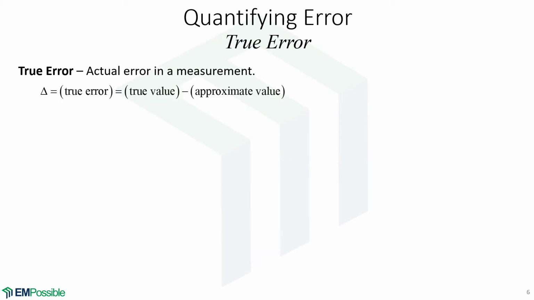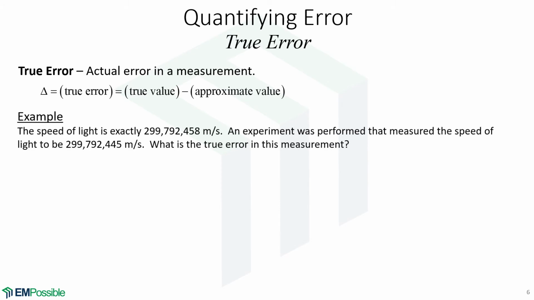True error. So somehow, magically, we know the exact value, and we will call that the true value. Well, we've made a measurement, we've done a calculation, and we have some kind of approximate value. Well, we take the difference between those two, that is our true error. So here's an example. We actually know the speed of light exactly simply because we've based the meter and second or some combination of that off of the speed of light.